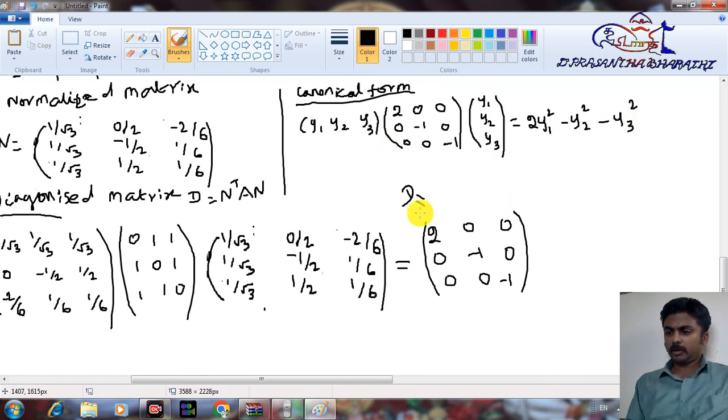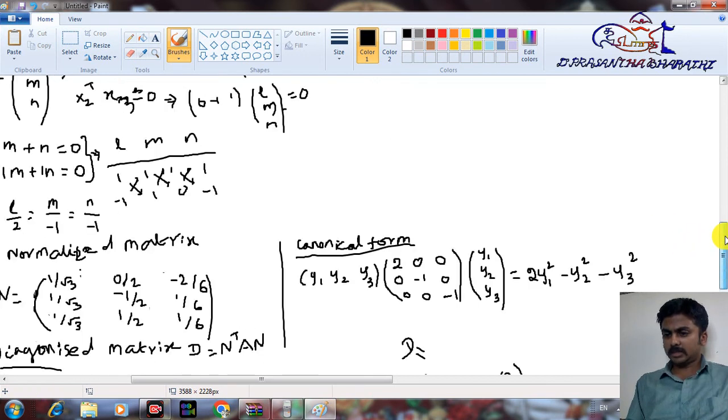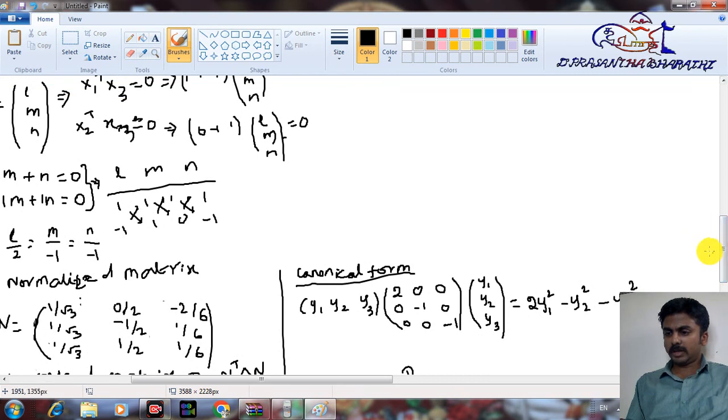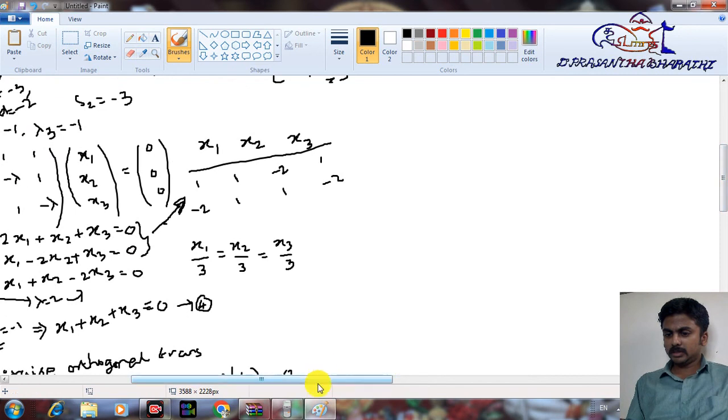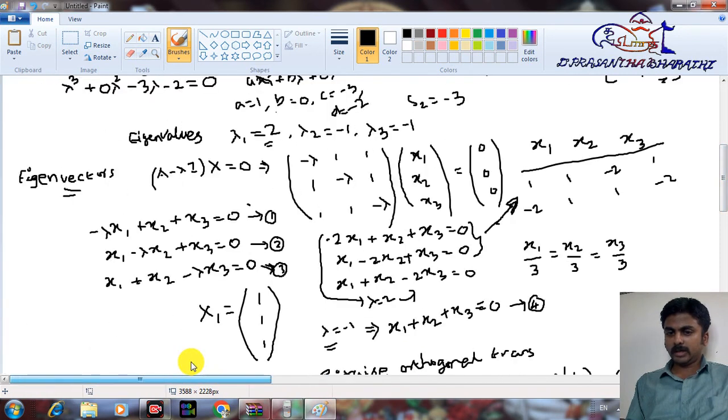Now we want to find the nature of the quadratic form, that is, the nature of the matrix we have in matrix A. So we shall look into matrix A.